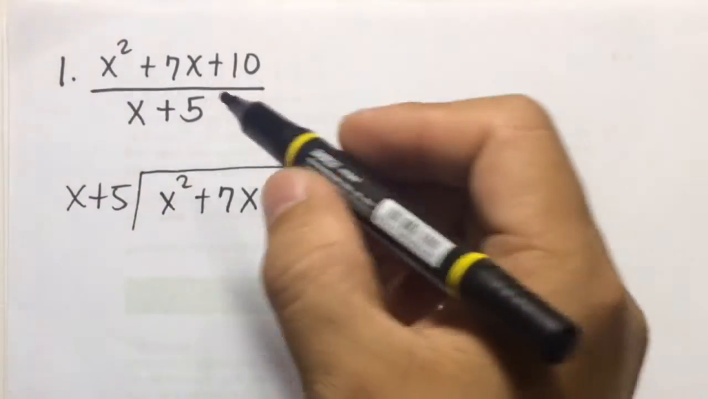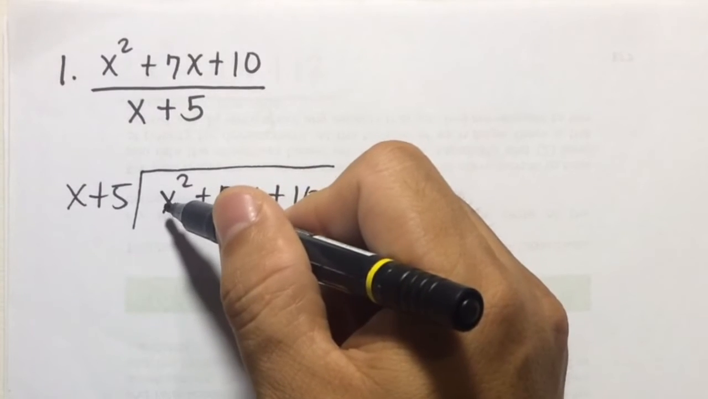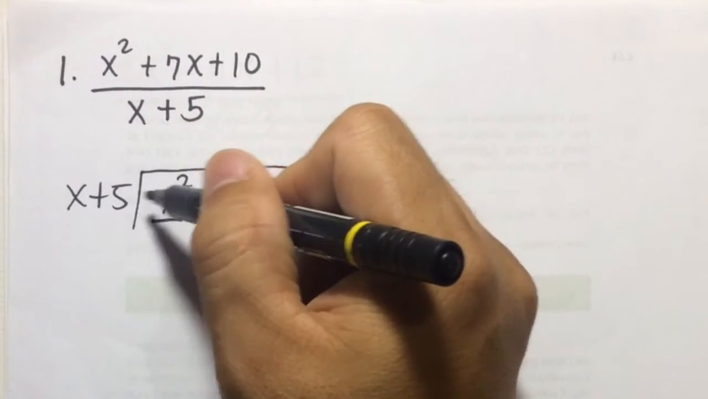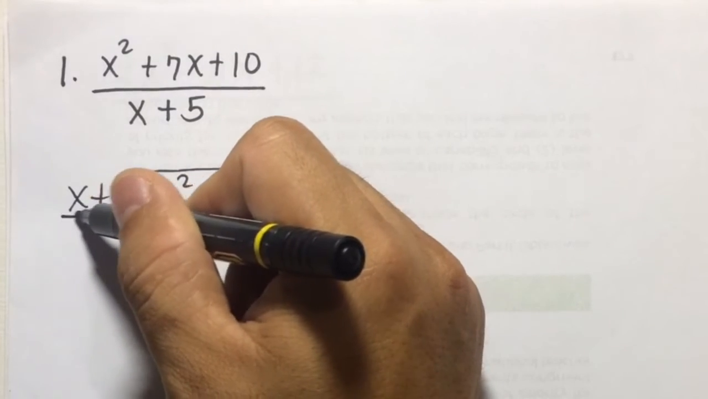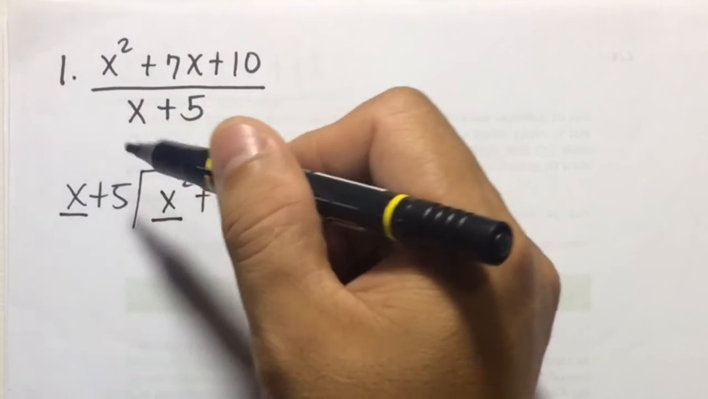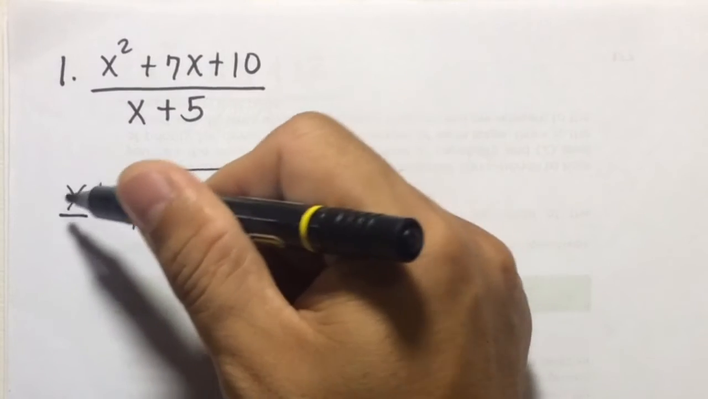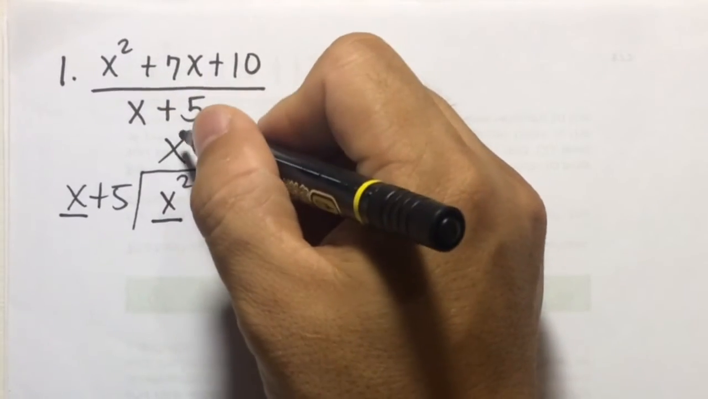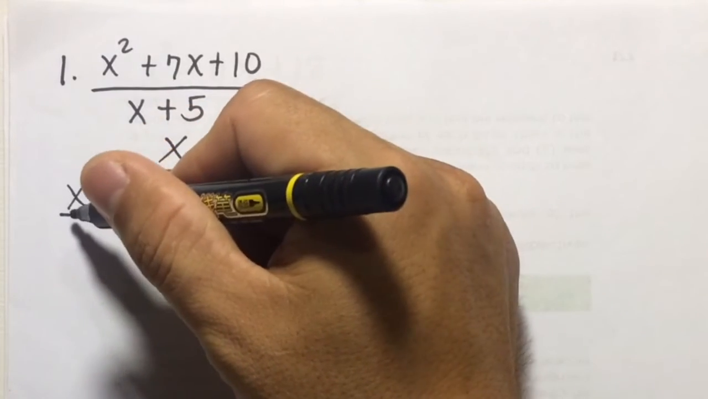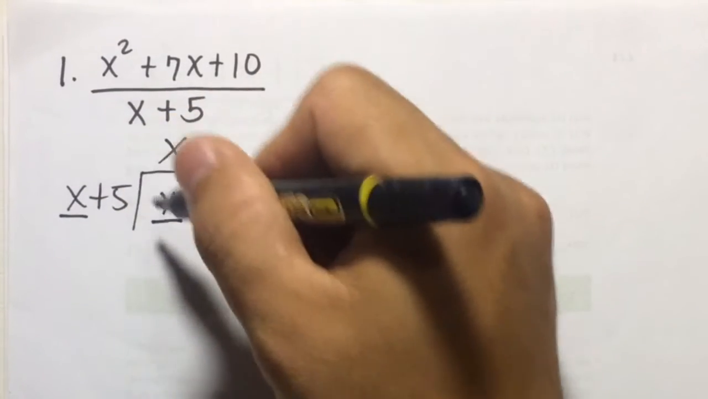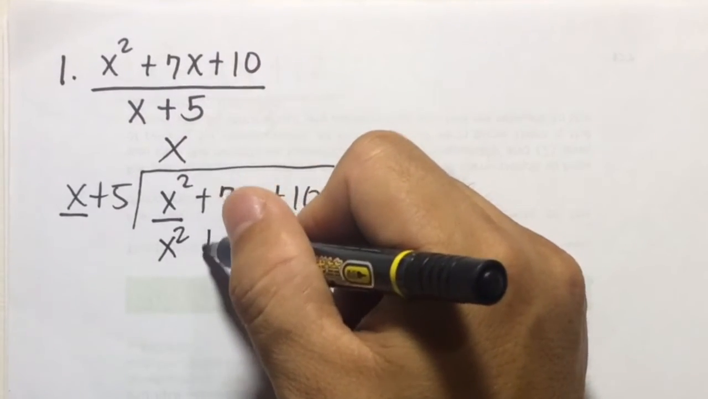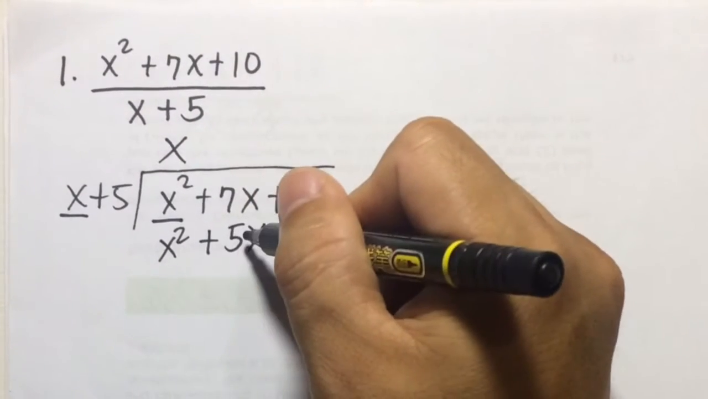So what you're going to do is look at first the first term of the polynomial or the dividend, then divide this one by the first term of the binomial or the divisor. So we're going to have here x squared divided by x, that will be x. Then after doing this one, we're going to multiply this one to the binomial. So x times x is x squared, and x times 5 will be positive 5x.